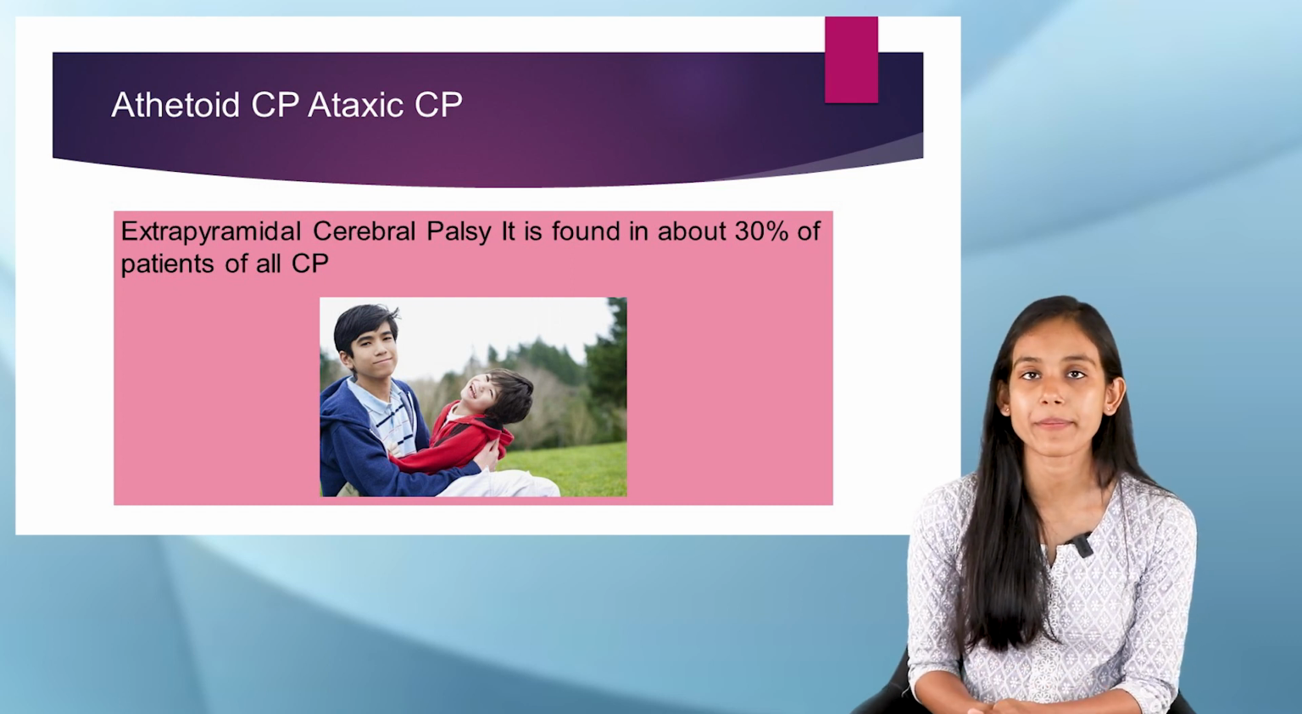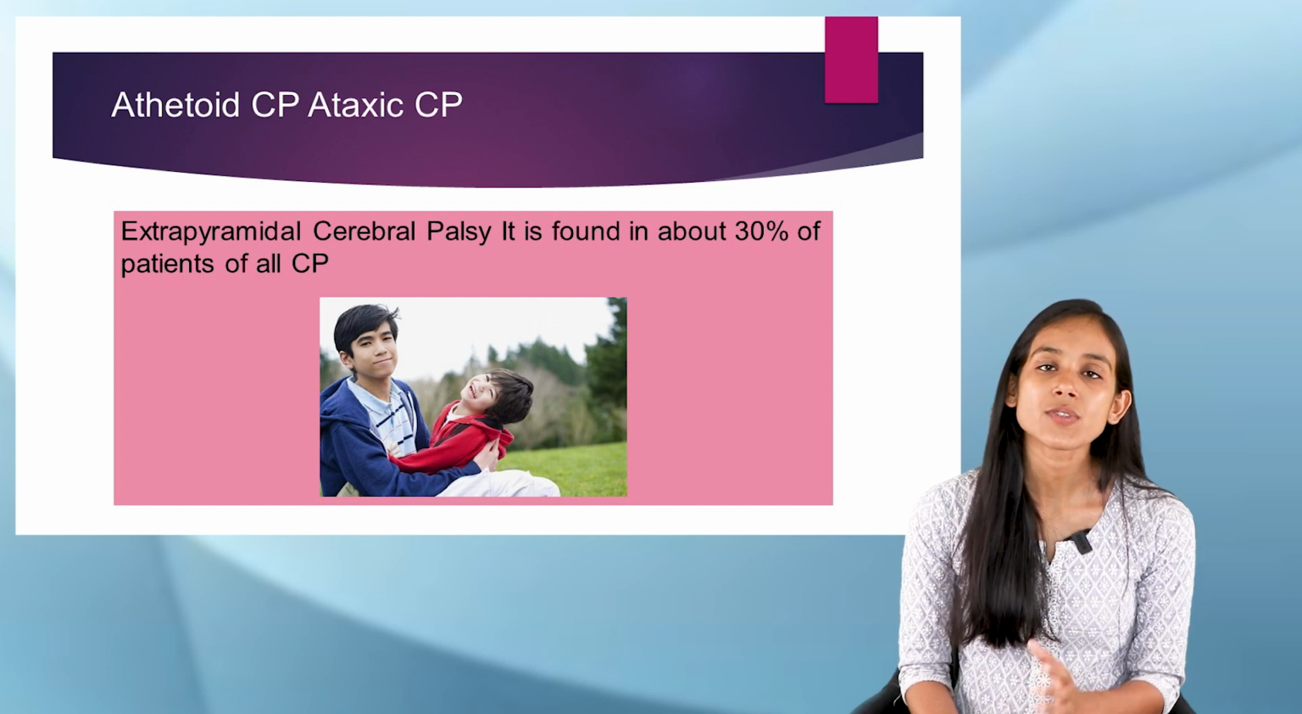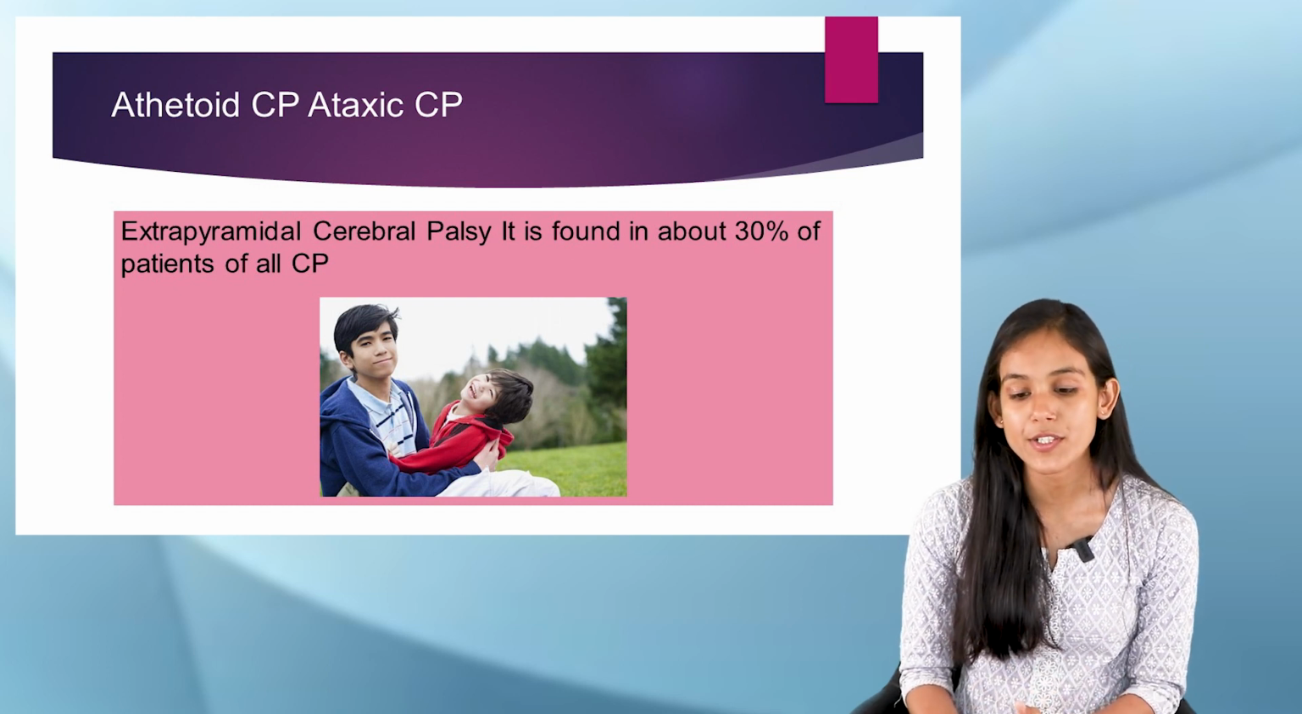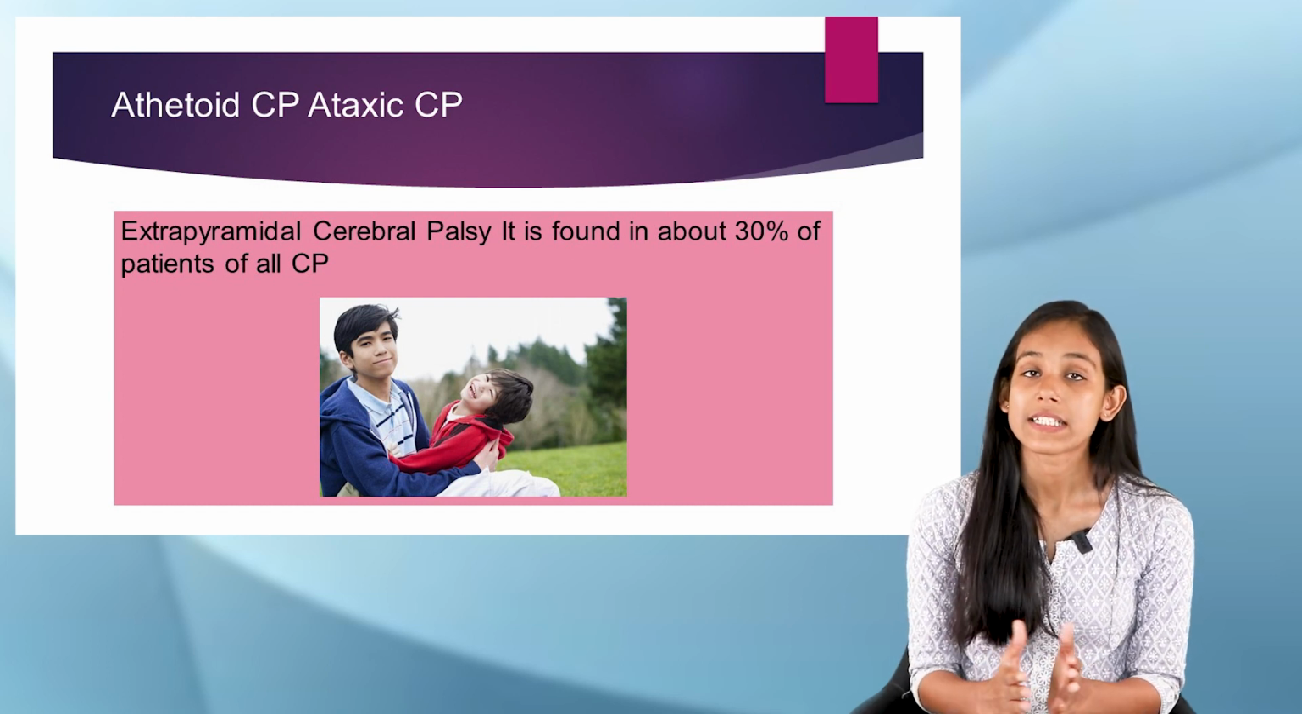Next, we will discuss athetoid cerebral palsy and ataxic cerebral palsy, which are also types of extrapyramidal cerebral palsy. This is found in about 30% of all cerebral palsy patients. In this, the child will present with dyskinesia, tremor, and rigidity. Also, the arms, legs, neck, and trunk might be involved, and mental retardation and deafness might be found as associated problems.